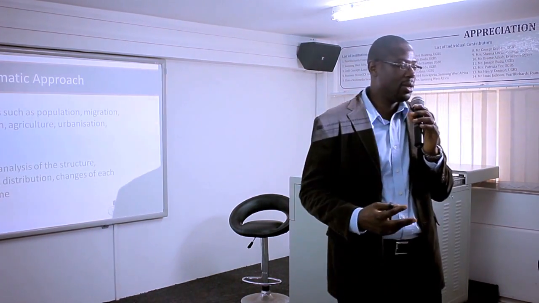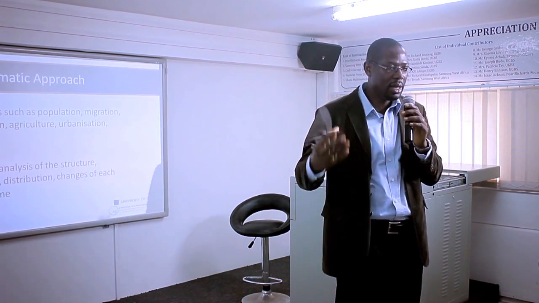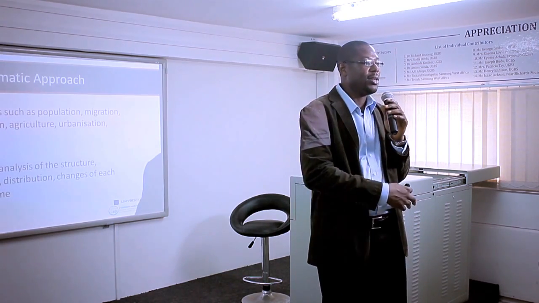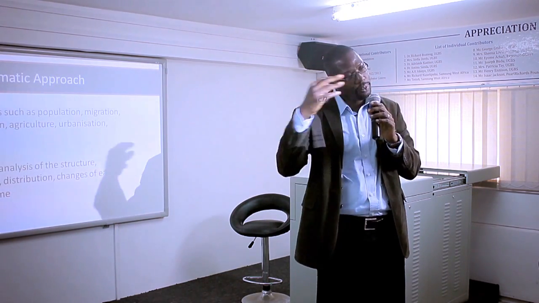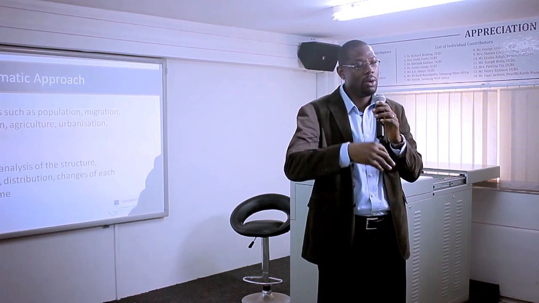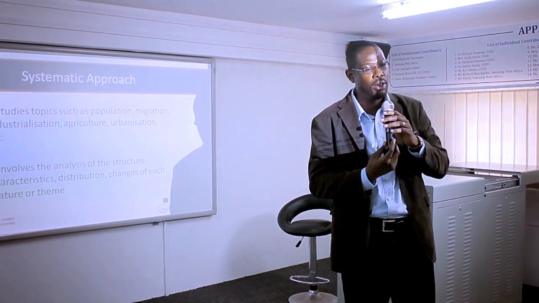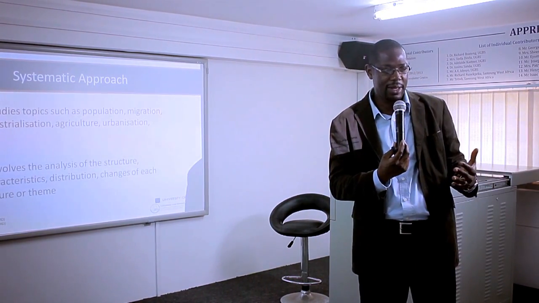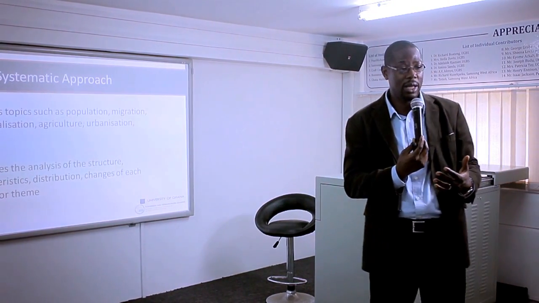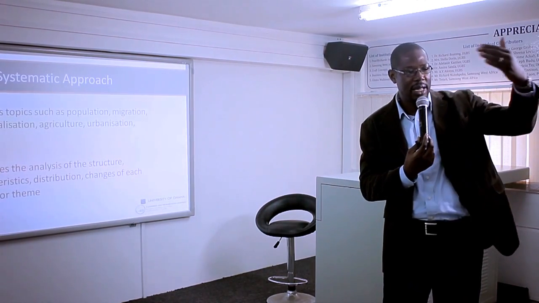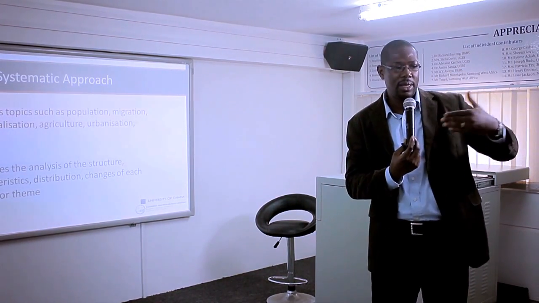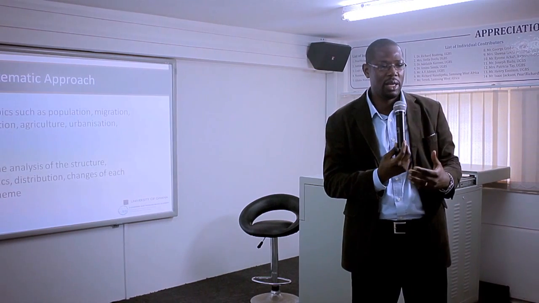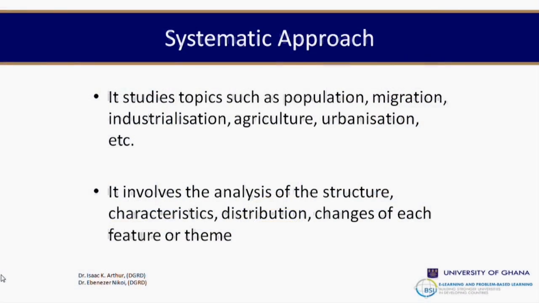It could also be industrialization. You take the urban areas where industries are common. You look at the spread of industries within that area. When it comes to industries, you can classify them as very large-scale industry and as small-scale industry. So you can look at these as themes in terms of their location within a particular area. It could also be the same with regards to agriculture and urbanization, right?